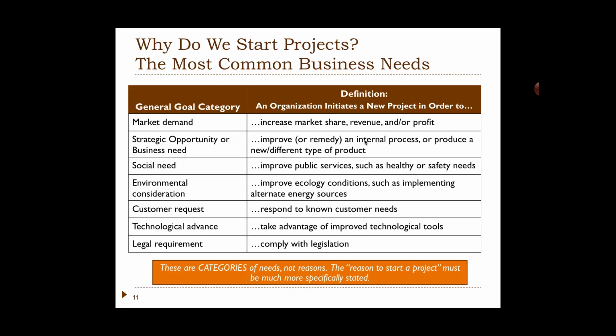Then we've got strategic alignment, right, or the business need. Where do we want to be in 5 years, 10 years? And which projects are going to get us there, right? So we have to start thinking about that in terms of what we want to do. When we start thinking about the social need, the environmental considerations, customer requests, technological advances, and legal requirements, these are some of the categories of reasons for which we would want to undertake a project, right? Please understand, think about this for a second. Most people don't like change.